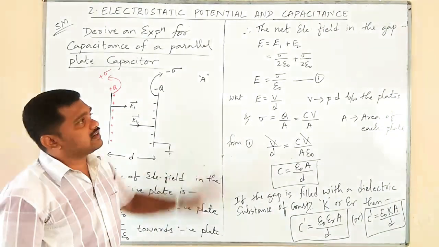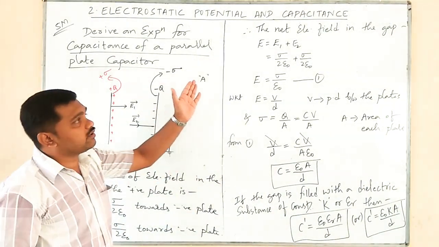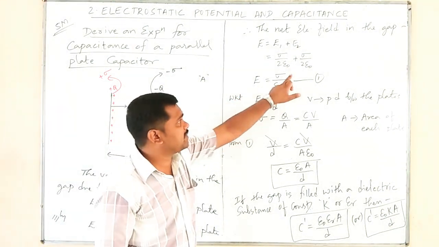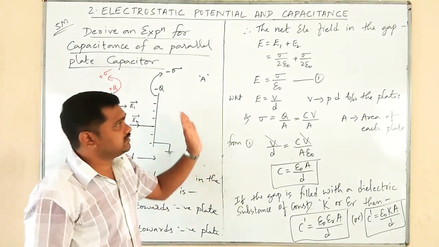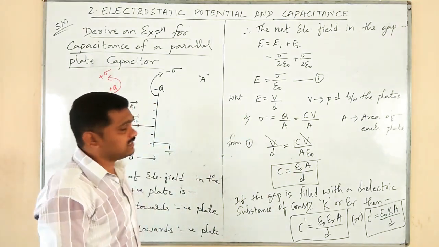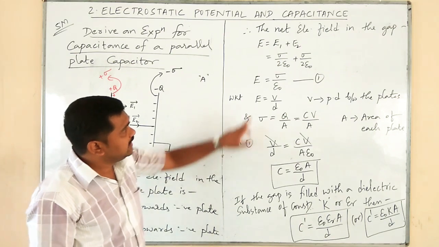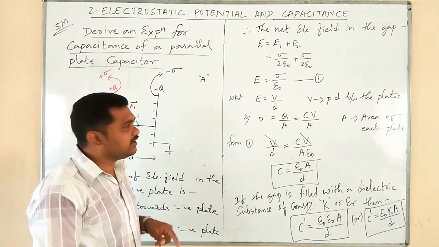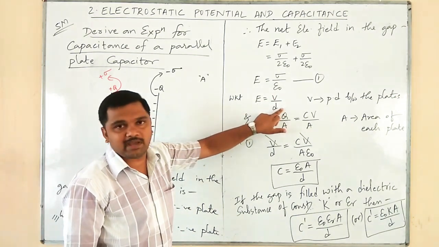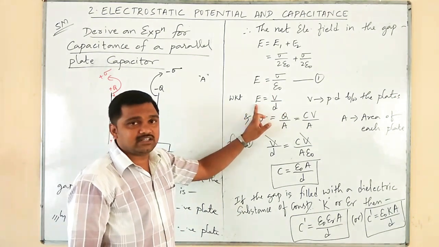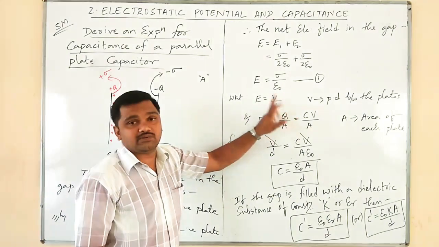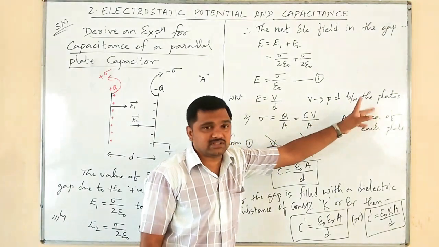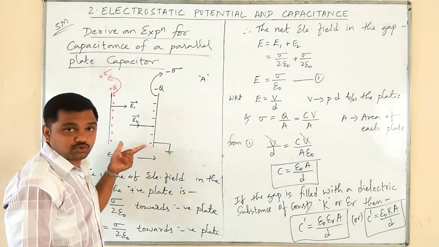Now, the net electric field in the gap becomes E equals E1 plus E2. On simplification, we get E equals sigma divided by epsilon naught. For our convenience, let us call it equation number 1. Next, electric intensity and electric potential are related in magnitude as E equals V divided by d, that is, electric intensity is equal to electric potential divided by distance. Here V is the potential difference between the plates.